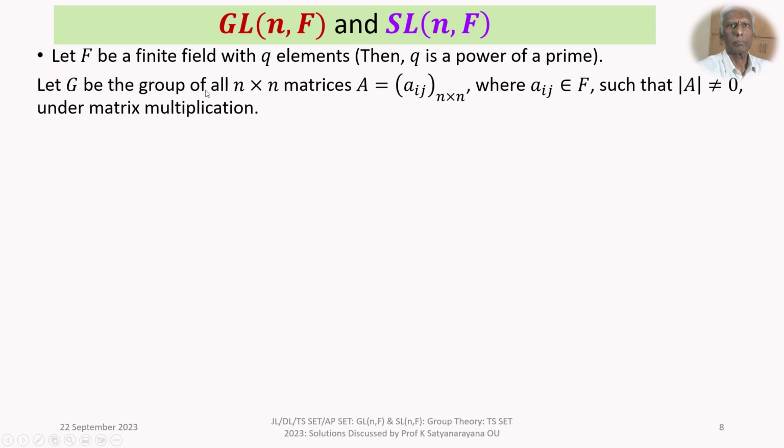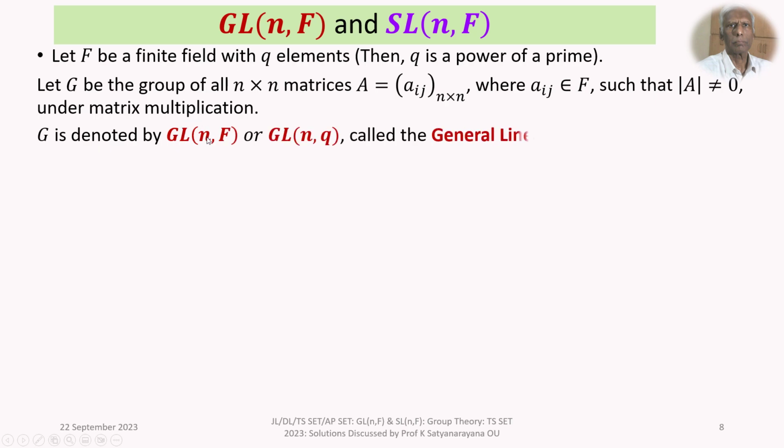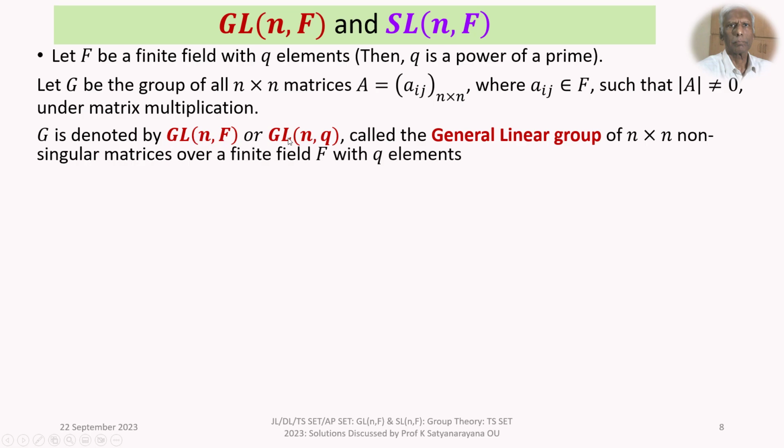So this time we are considering G as the group of all n by n matrices whose entries are coming from the field F such that determinant of A is not equal to 0. That means they are non-singular, and that's a group under matrix multiplication. G is denoted by GLNF or GLNQ. You have to remember GLNF or GLNQ, called the general linear group of n by n non-singular matrices over a finite field F with Q elements.